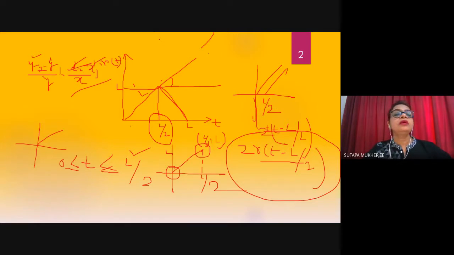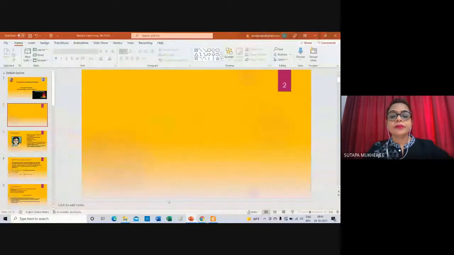So L minus 0 divided by y minus 0, that is equal to L by 2 minus 0 divided by x minus 0. Simplifying this, you will get y equal to 2x, which I said at the very beginning, y equal to 2x, that is 2t. So this is another method if you want to get this. Now come to the original one.